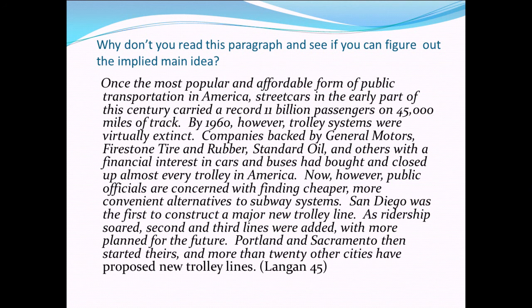Companies backed by General Motors, Firestone Tire and Rubber, Standard Oil, and others with a financial interest in cars and buses had bought and closed up almost every trolley in America. Now, however, public officials are concerned with finding cheaper, more convenient alternatives to subway systems. San Diego was the first to construct a major new trolley line. As ridership soared, second and third lines were added, with more planned for the future. Portland and Sacramento then started theirs, and more than 20 other cities have proposed new trolley lines.